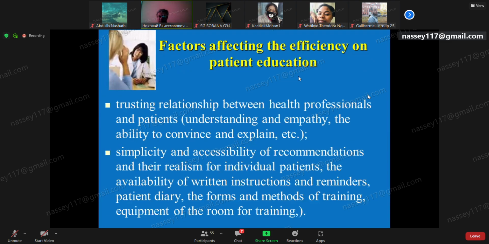As for factors affecting the efficiency of patients' education, there is a trusting relationship between health professionals, medical workers, and patients. You should express understanding and empathy, and have the ability to convince and explain any moments. Simplicity and accessibility of recommendations, and their realism for realization by individual patients. The availability of written instructions and reminders, the patient's diary, the forms and methods of training, and equipment of the room for the classes.